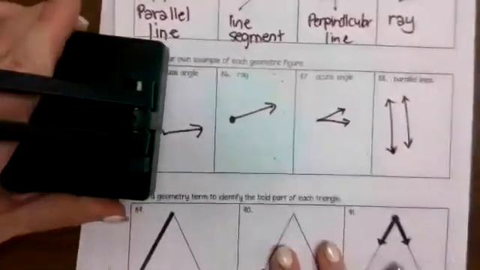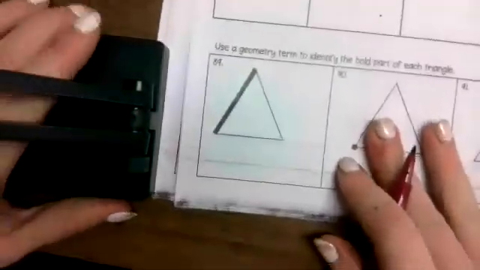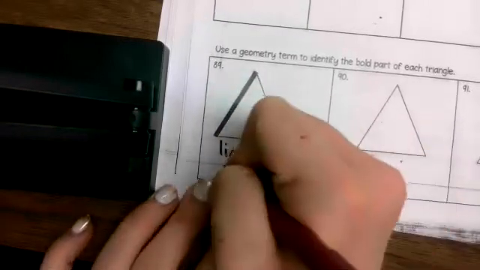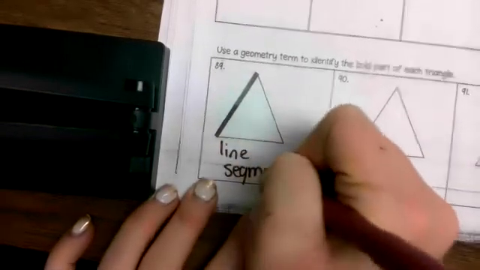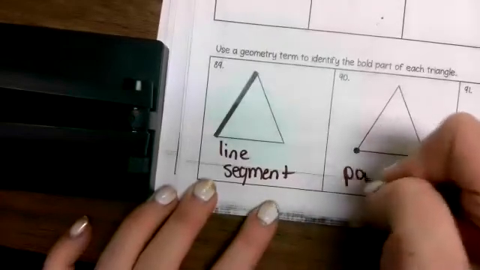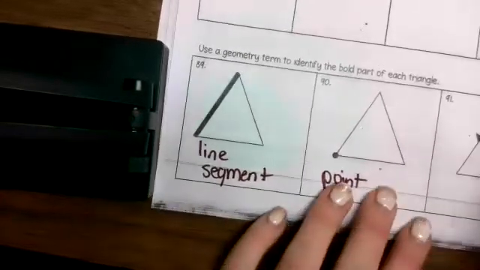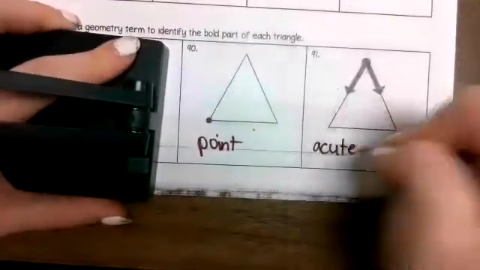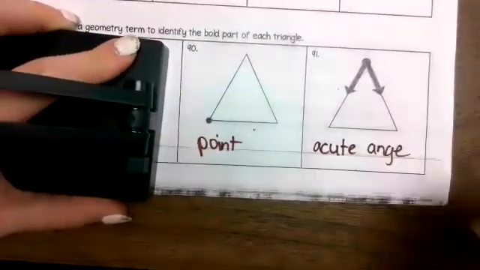Here's my parallel lines. Use a geometry term to identify the bold part of each triangle. So this is a line segment because it does not have arrows on the end. This is a point. And then this one is an acute angle because it's cute. It's tiny. Oh, help if I spelled correctly.